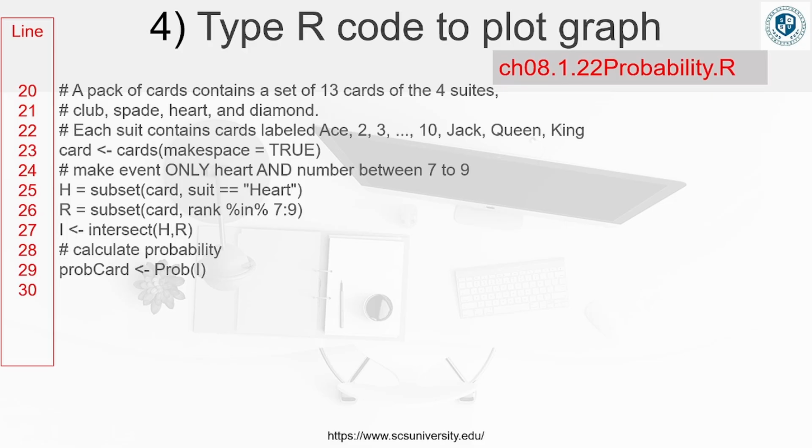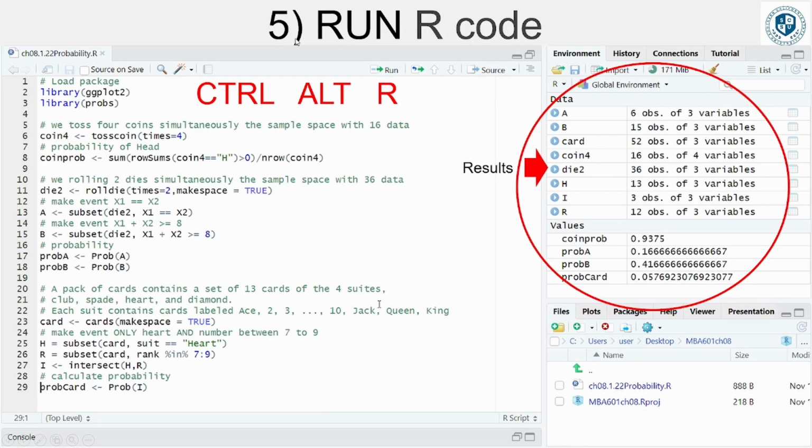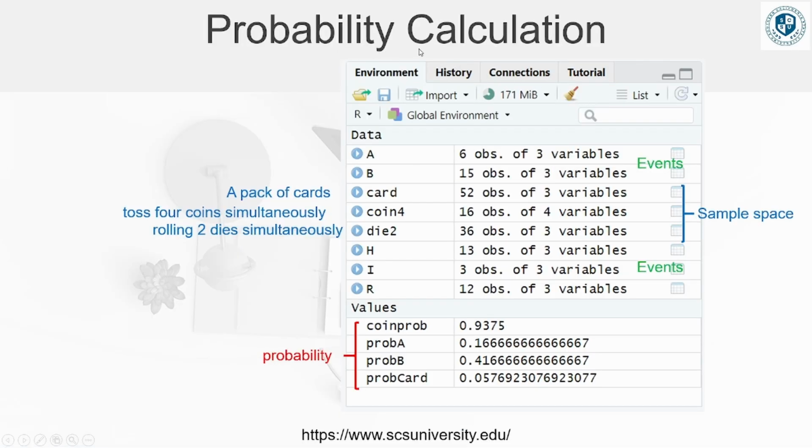You may pause the video. When you complete typing our code, please press the save button. 5. Run our code by pressing Ctrl plus Alt plus R simultaneously. To run the code, you can see results in the right-hand side panel. You may pause the video. Here is the result of the probability calculation.